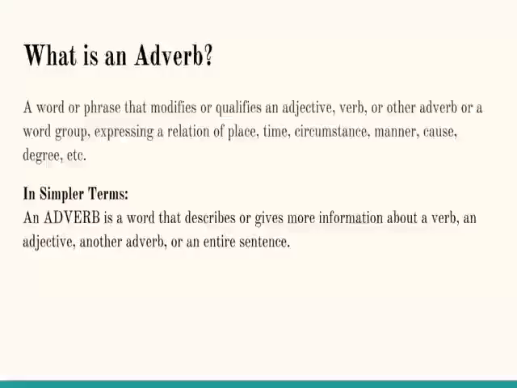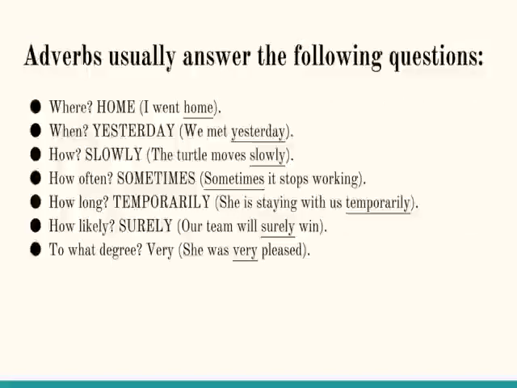Parts of speech. What is an adverb? A word or phrase that modifies or qualifies an adjective, verb, adverb, or a word group, expressing a relation of place, time, circumstance, manner, cause, degree, etc. In simpler terms, an adverb is a word that describes or gives more information about an adjective, a verb, another adverb, or an entire sentence.